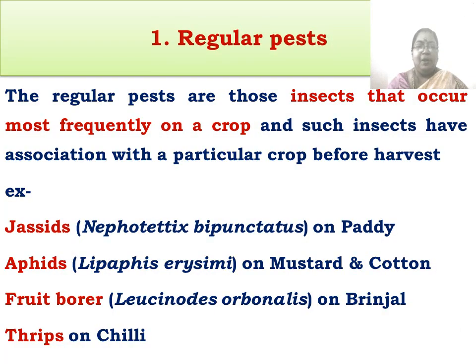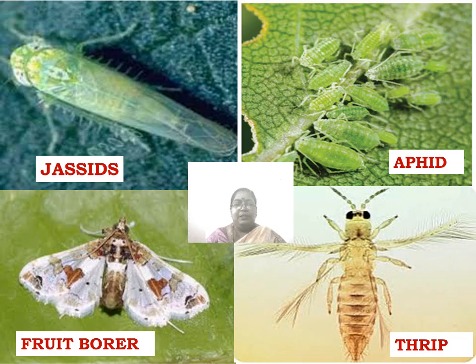Regular pests are those insects that occur more frequently on a crop, and such insects have association with a particular crop before harvest. Example: jassids, which live on paddy, aphids, which live on mustard and cotton, fruit borer lives on brinjal, thrips live on chili. This picture shows jassids, aphid, fruit borer, and thrip.